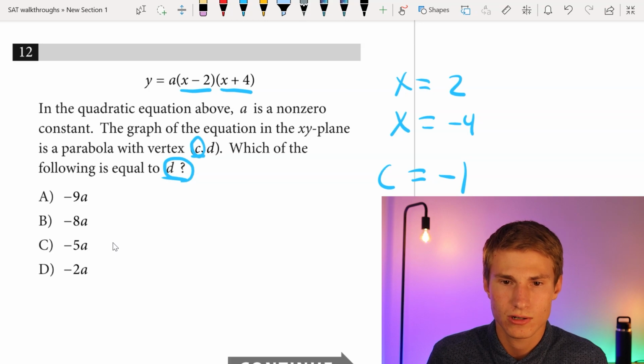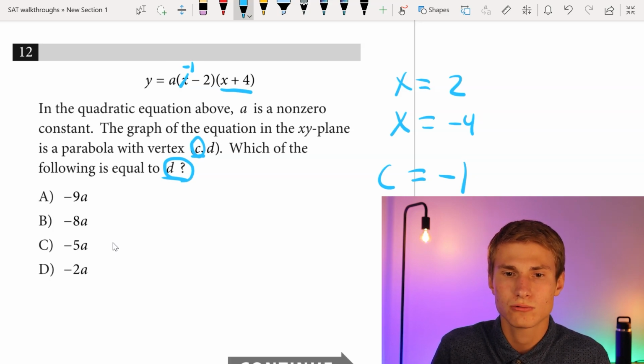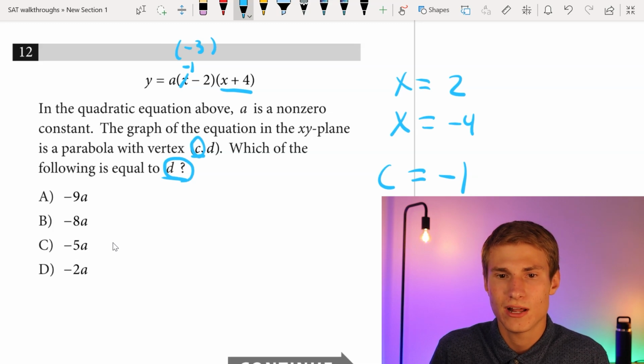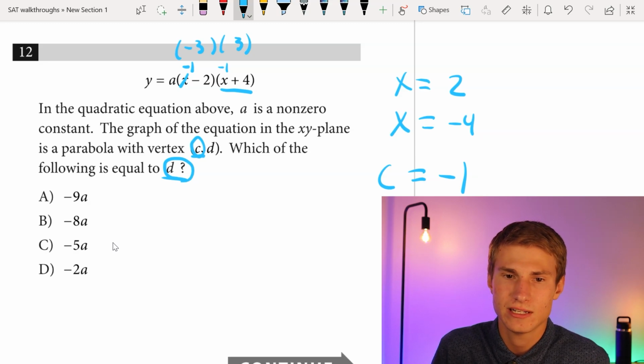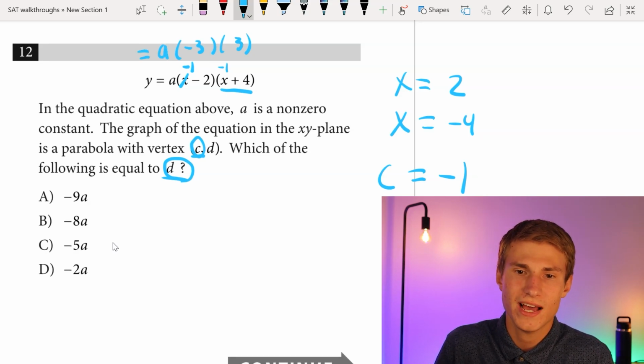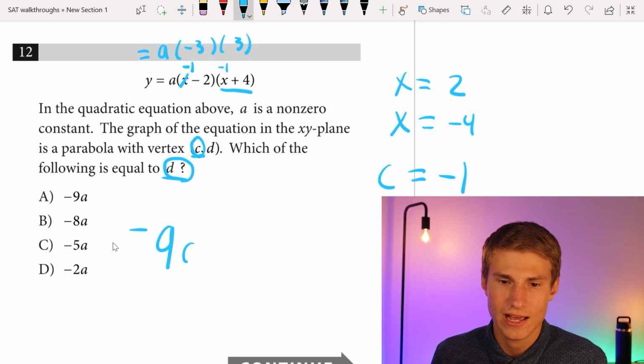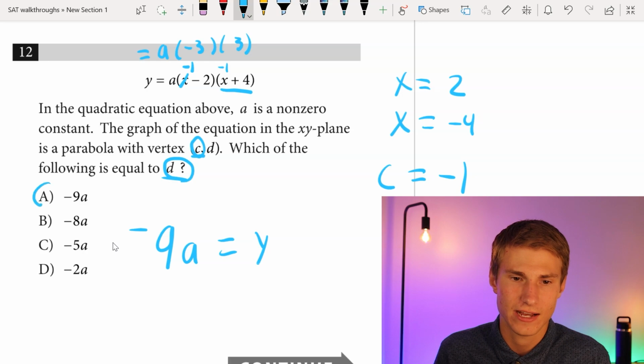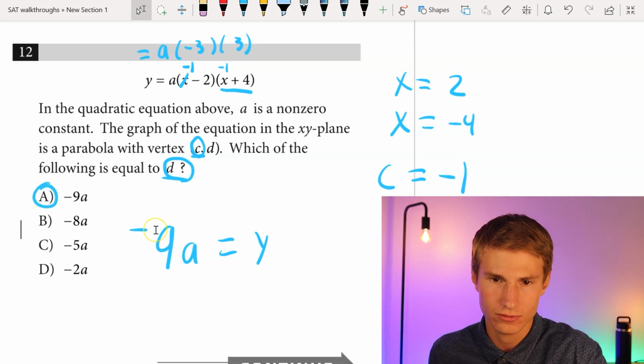So let's go ahead and do that. We're going to plug in -1 for x, and I'm just going to do it the way it was written up here. So we're going to have -1 minus 2, which we know will give us a total of -3. Then we're going to have -1 plus 4, which we know will give us 3. So now we've got -3 times 3 times a. When we go ahead and do that, we end up with -9a is equal to y at our vertex. Therefore, d has to equal -9a, and our answer will be A for number 12.